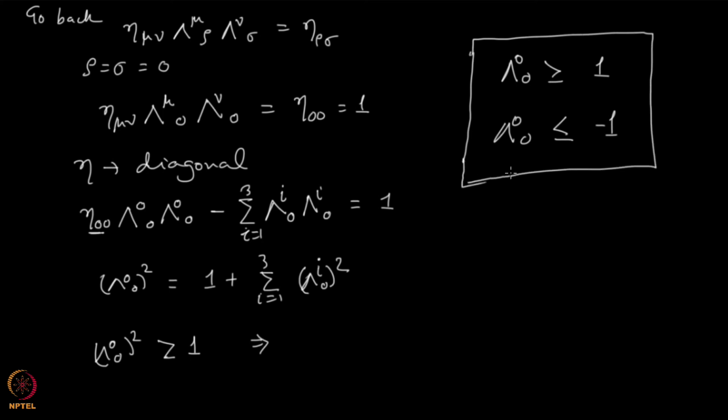Okay. Another property of lambda 0 0 that we now know is that its value has to be either more than 1 or less than -1. It cannot take a value equal to 0.5, for example, because that lies between -1 and +1. Okay, we will continue further on Lorentz transformations in the next video.